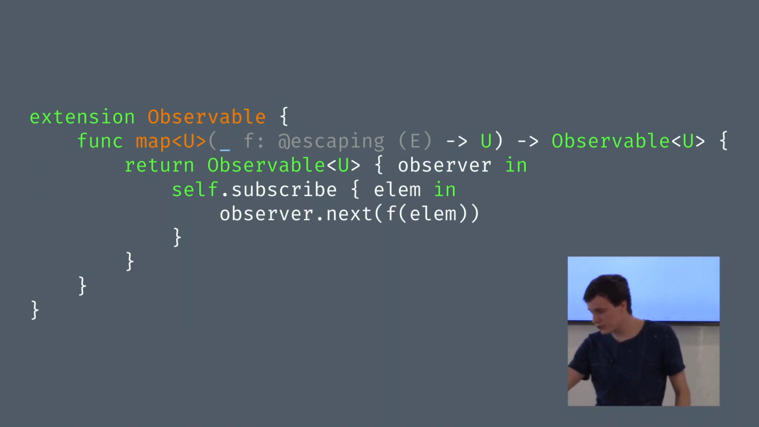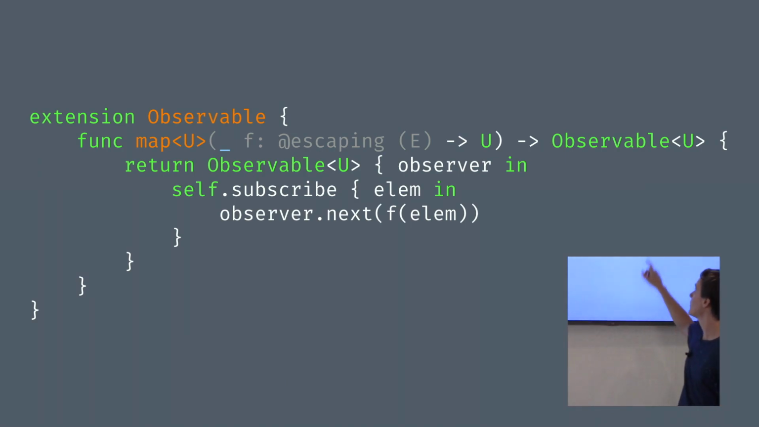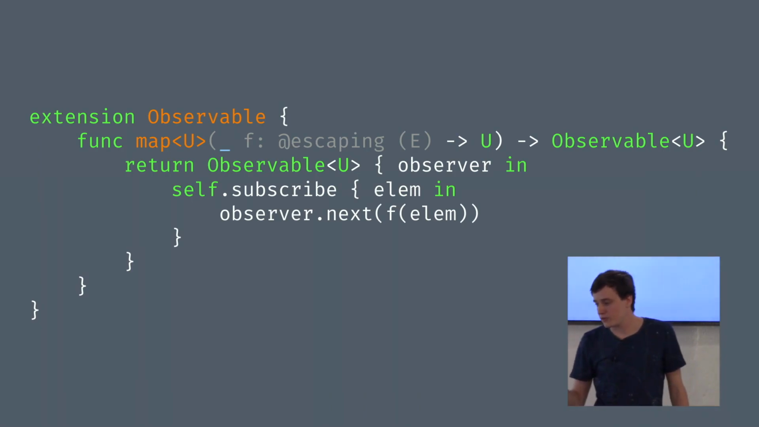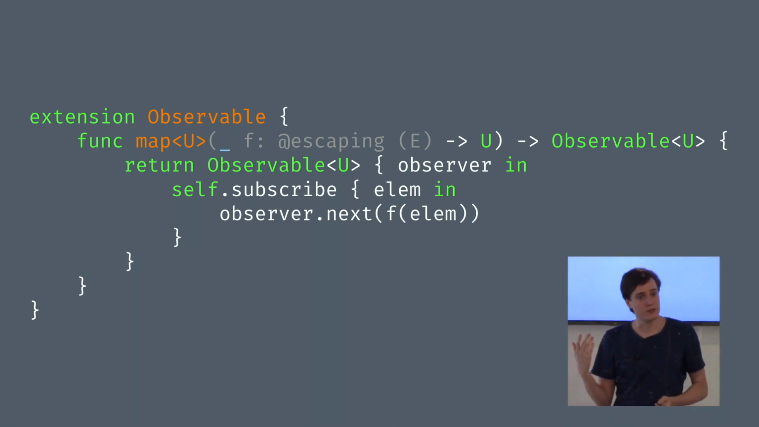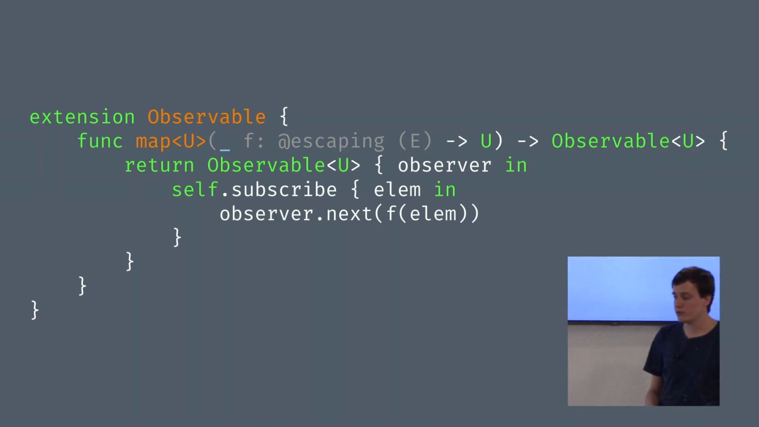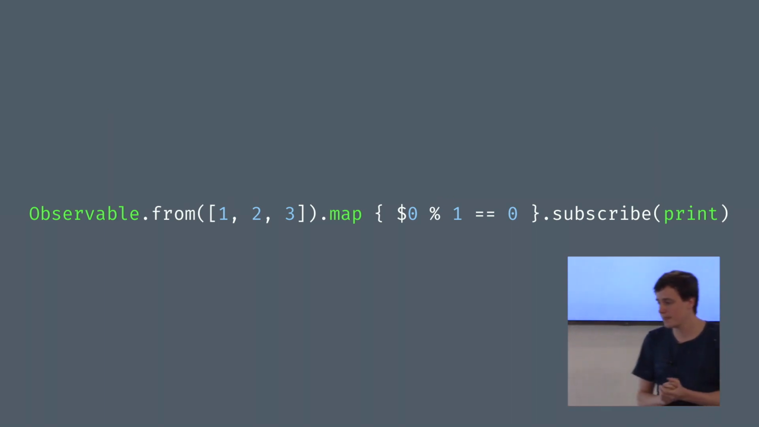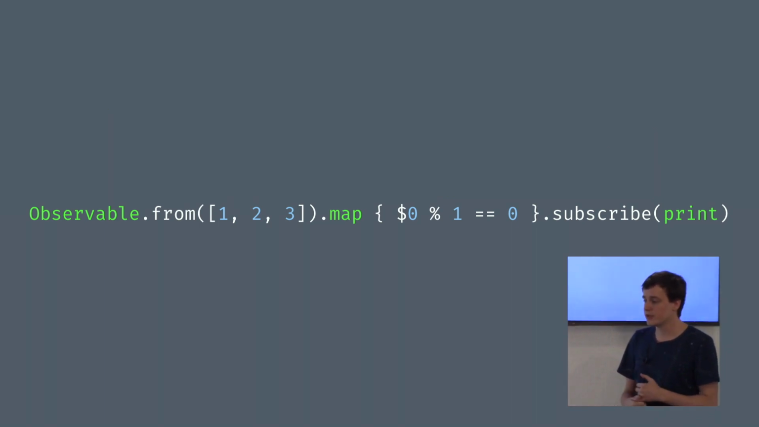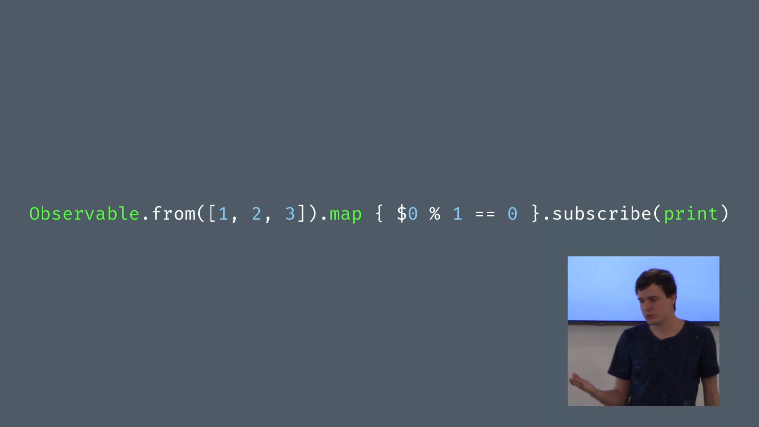closure. So here you see that it returns an observable of a new type, U, which is also the return type of the closure that you have. And for every observer, it will subscribe to the original observable, and whenever it receives an element, it will transform it using the closure and pass it to the outer observable. And you can use it like this. So you can define an observable 1, 2, 3, and then map it through a closure that does some modulo operation, and then print. And it will probably print something like false, true, false.